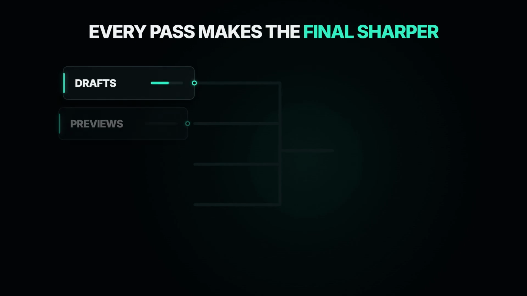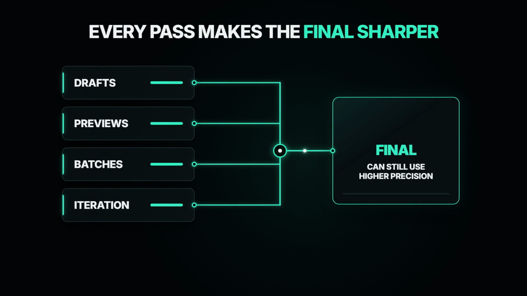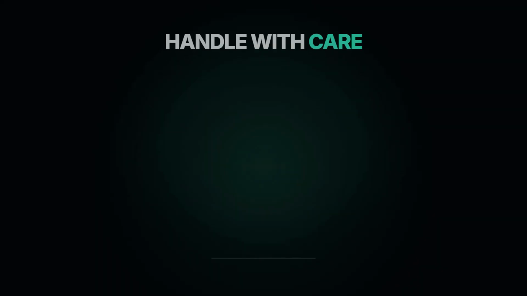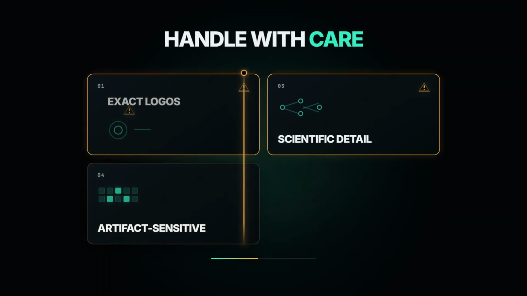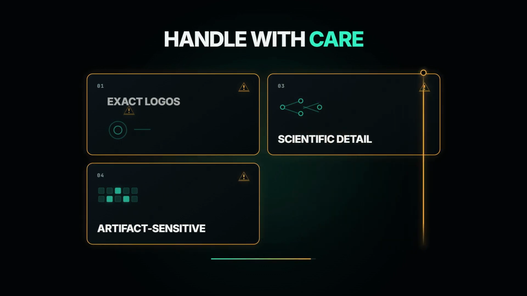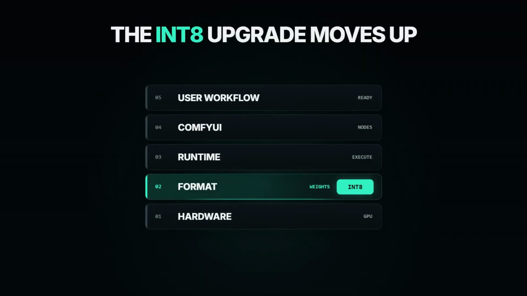The best early targets are drafts, previews, batches, and workflows where fast iteration matters more than microscopic precision. The risky targets are tiny typography, exact brand marks, medical or scientific visuals, and any output where small artifacts become the whole point. Builders care because local AI is a stack.